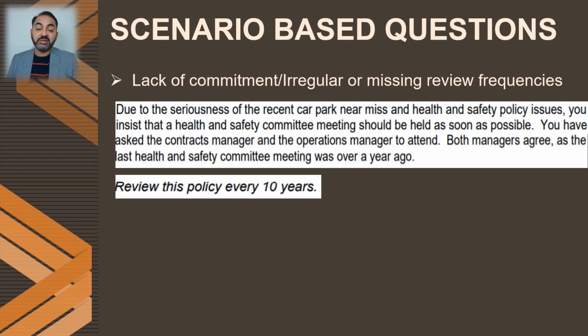Even looking at the review of health and safety policy, they mentioned it should be reviewed once in 10 years. So this is also clear breach of health and safety regulations. Health and safety policy must be reviewed every year, annually. So, looking at all of this information which we have taken out from scenario, it is very clear that the organization is not committed to health and safety. There is poor safety culture. There is no commitment by management.